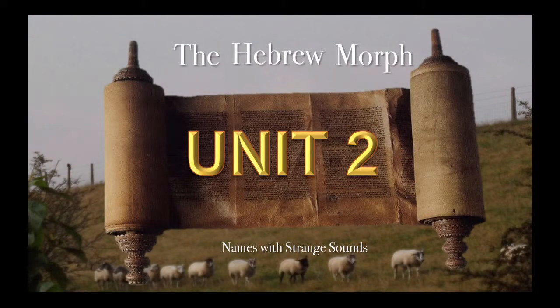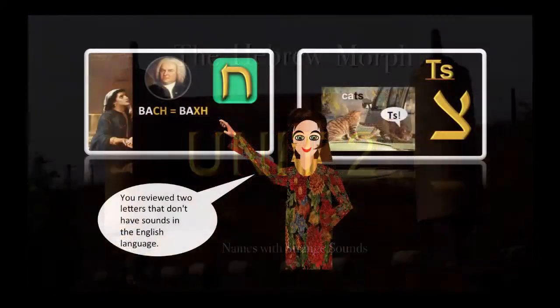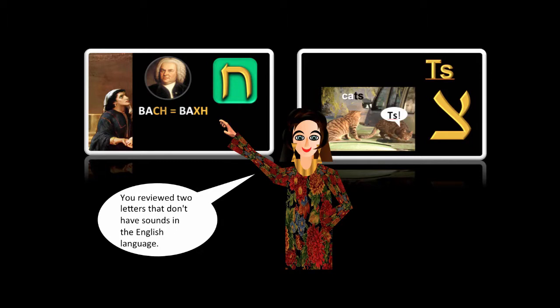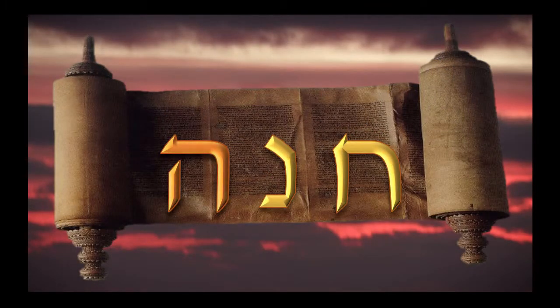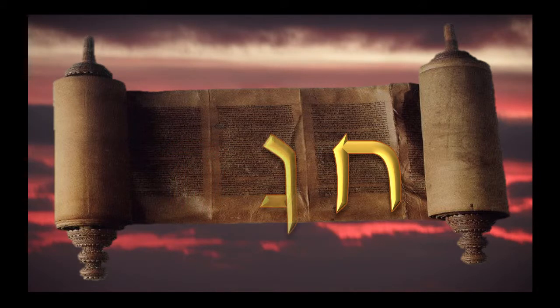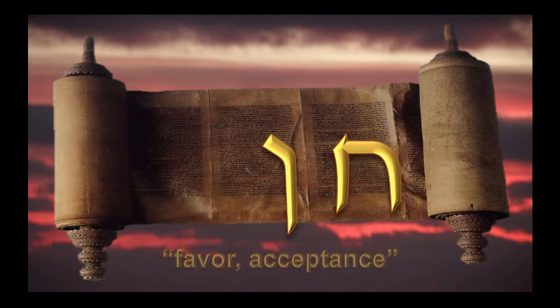And then we have Unit 2, where you got some strange sounds you had to deal with. You reviewed two letters that don't have sounds in the English language. We have Bach and the Ch sounds, and then we have the Ts sound. And you also learned that Hannah's name changes, it loses the last letter, and then it grows a tail. And then we have the word for favor or acceptance.